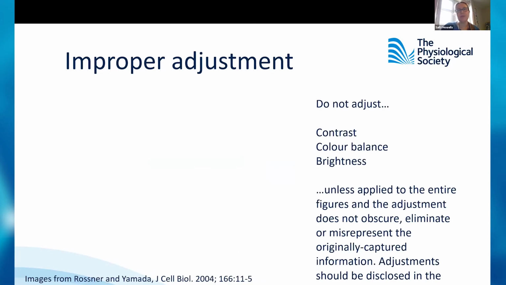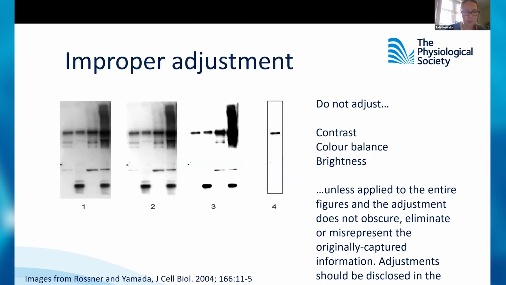And then improper adjustment. So as I said, you can make changes to your image as long as you apply it to the whole image. However, you can go a little bit too far sometimes. So number one there is what was captured, and then they've changed the contrast so much that it comes out with this nice single band in number 4. Well, you can tell that that level of adjustment is not acceptable.